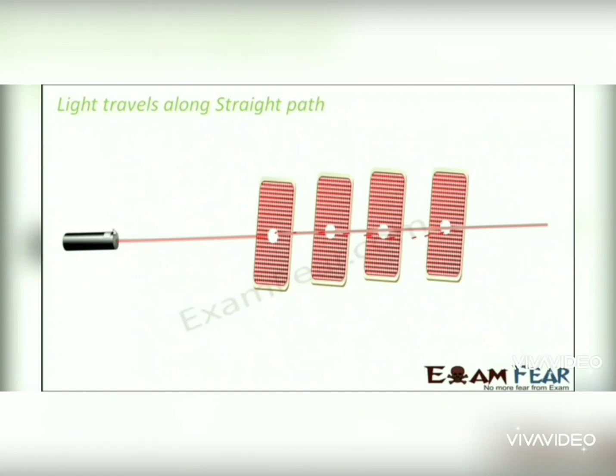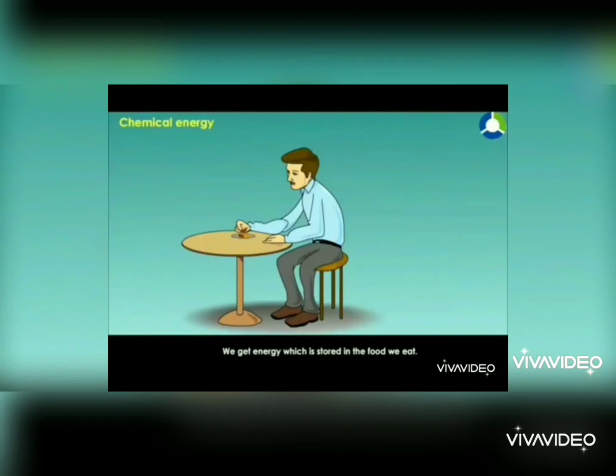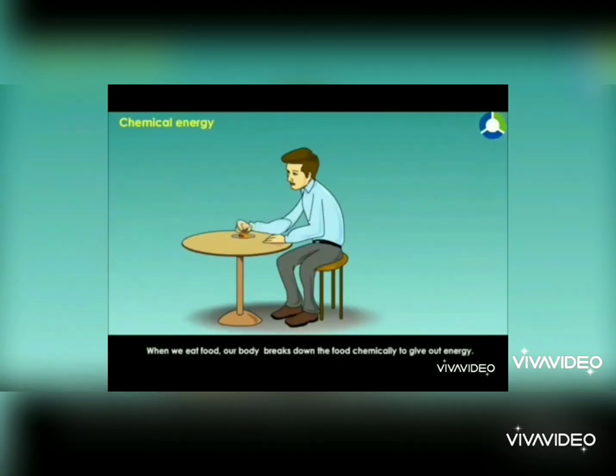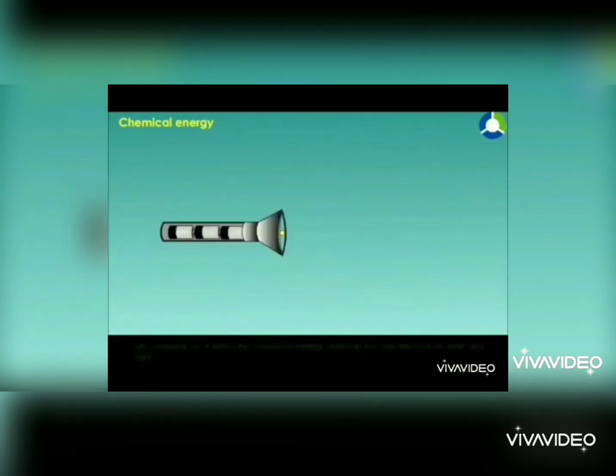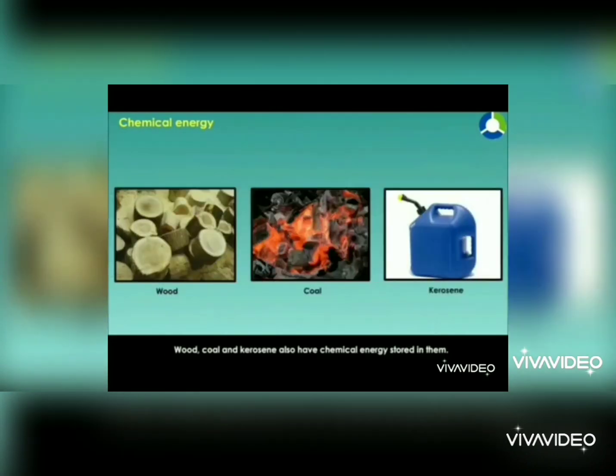Now, our next form of energy is the chemical energy. Chemical energy is the energy which is stored in the food we eat. When we eat food, our body breaks down the food chemically to give out energy. This energy stored in matter is called chemical energy. Chemical energy is in the torch. On switching on a torch, the chemical energy stored in a cell operates to give light. It also exists in wood, burning coal or kerosene.